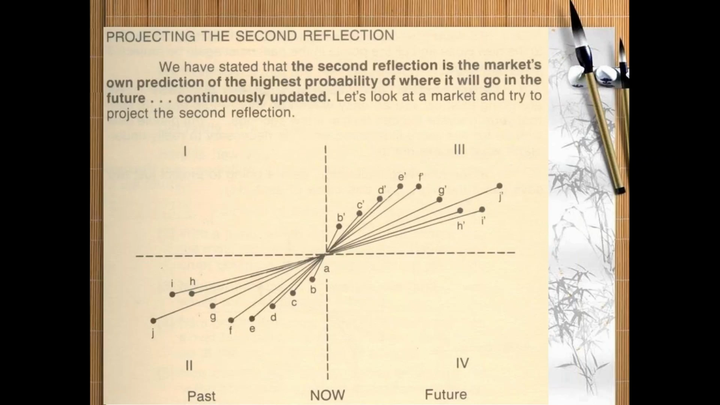We stated in the previous slide the second reflection, or I didn't state it explicitly, so I want to state it now. What I want to say here is that the second reflection is the market's own prediction of the highest probability of where it will go in the future, continuously updated.